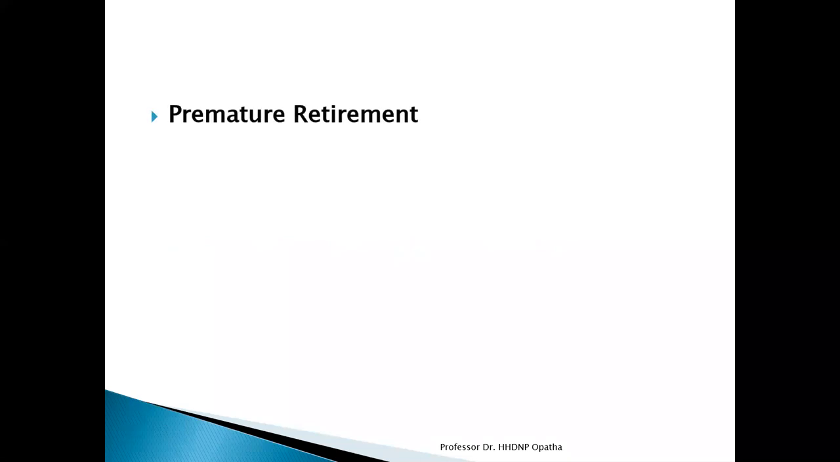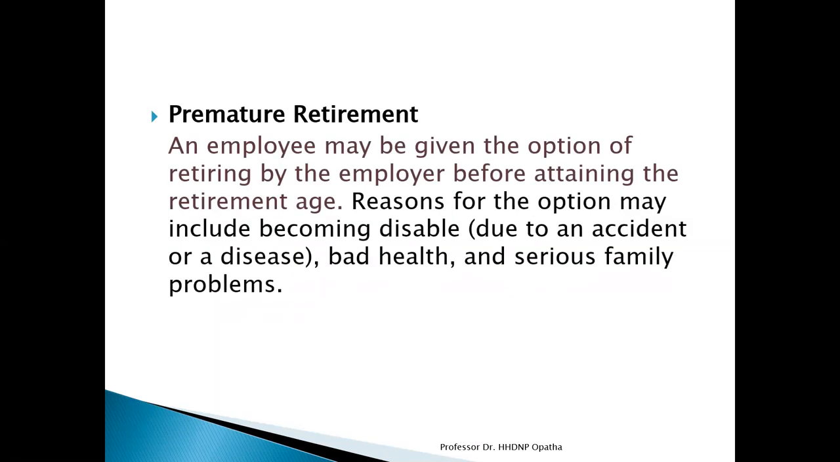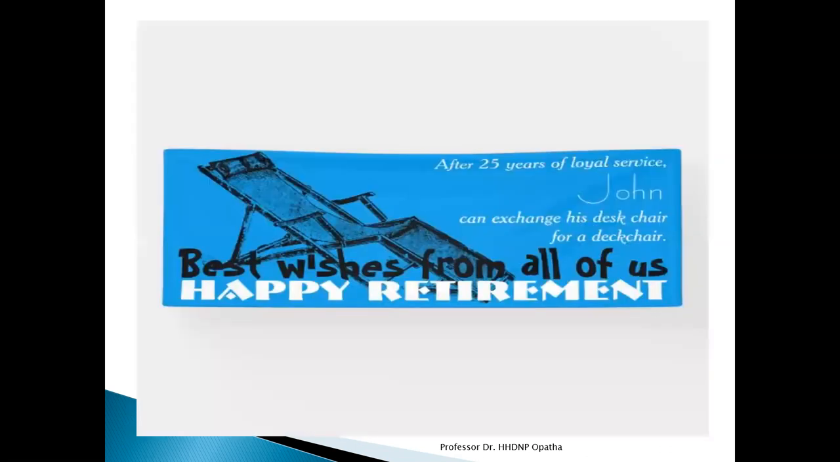Then premature retirement, usually because of health reasons, serious family problems, bad health. Maybe the employee's age is assumed to be 50, or 54. Today the person can get a premature retirement. Right, best wishes for all of us. Happy retirement.